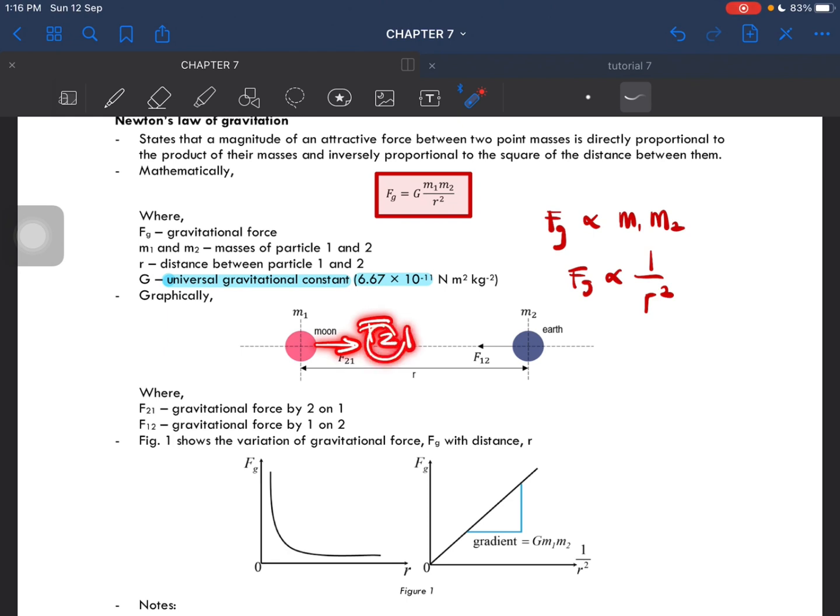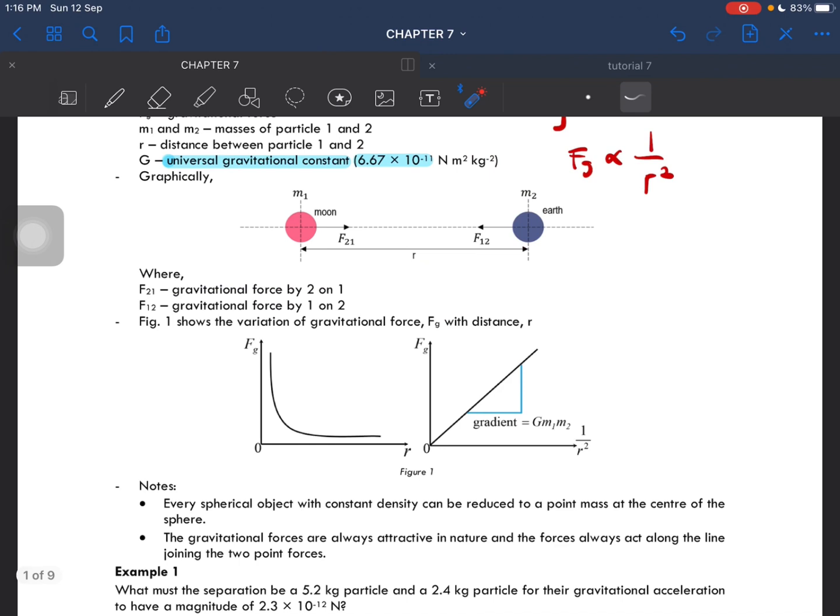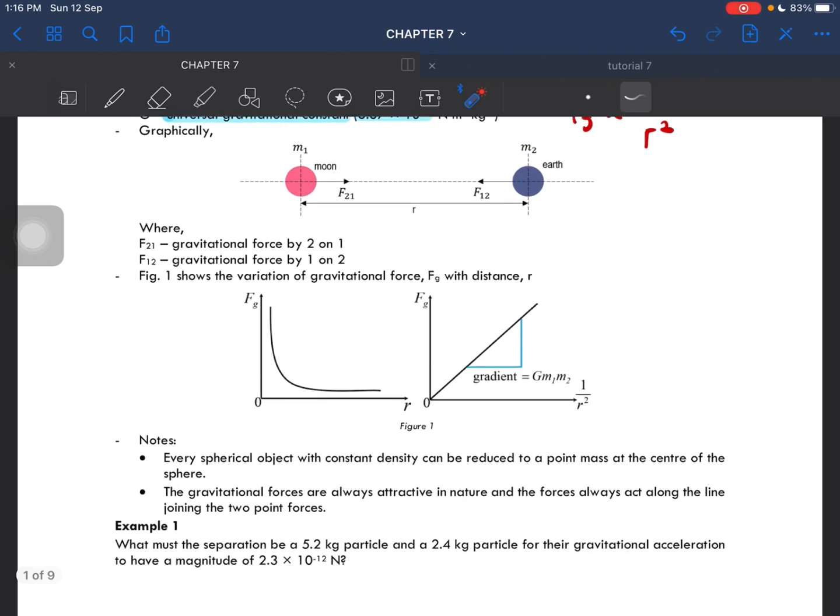F21. So what do 2 and 1 mean? 2 is the gravitational force by mass 2 on mass number 1. This is the variation of gravitational force with distance. We know that the gravitational force is inversely proportional to the square of the distance between them. So if you plot 1 over r squared, it will show a graph that is directly proportional to 1 over r squared. This one is for inversely proportional.